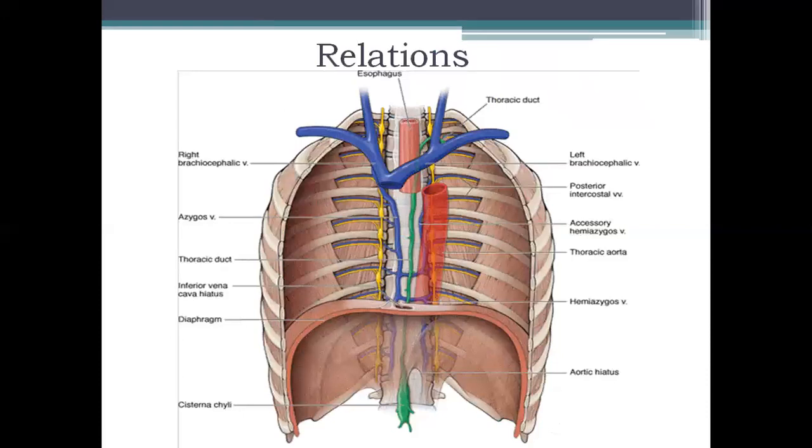Okay. What are the relations of the Azygos system of veins? Anteriorly, this is the esophagus. It just extends here. So anteriorly, this Azygos vein will be bounded by the esophagus, particularly the right edge, as we see here, when it extends down. The right edge of the esophagus will be its anterior relation. Posteriorly, we can see the thoracic vertebrae.